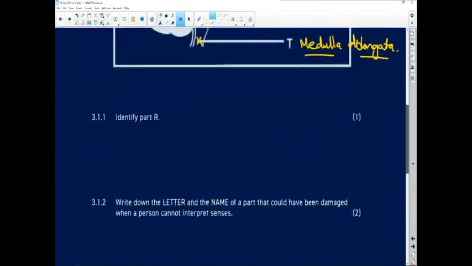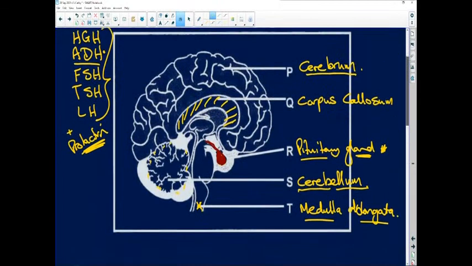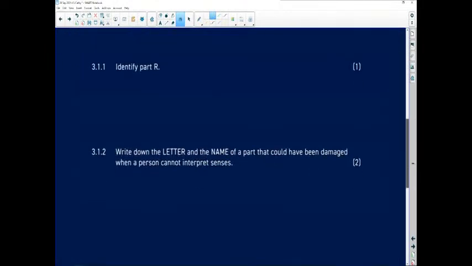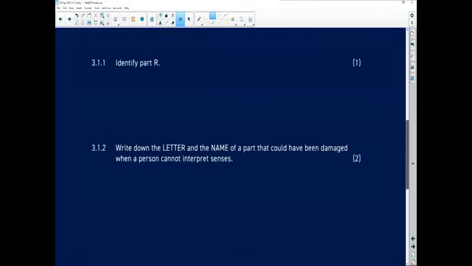And what else does, and all your reflex actions like vomiting, gagging, they're all from your medulla oblongata, your peristaltic movements from the medulla oblongata. Okay, so let's take a look at our questions. Identify part R, we did, it is the pituitary gland. Then write down the letter and the name of the part. People, please make sure that when you get something like this, you write the letter first and then you write the name, okay? Because sometimes they can be quite pernickety to give you those 2 marks.